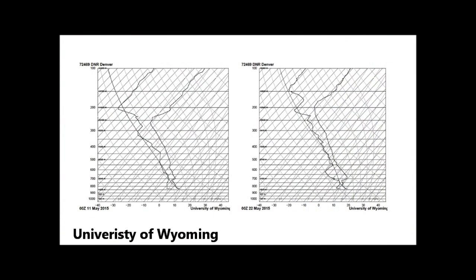To illustrate this, here are a pair of soundings that show a weak elevated mixed layer and a strong elevated mixed layer to indicate how the snow albedo feedback may influence the temperature profile downstream over the Great Plains.